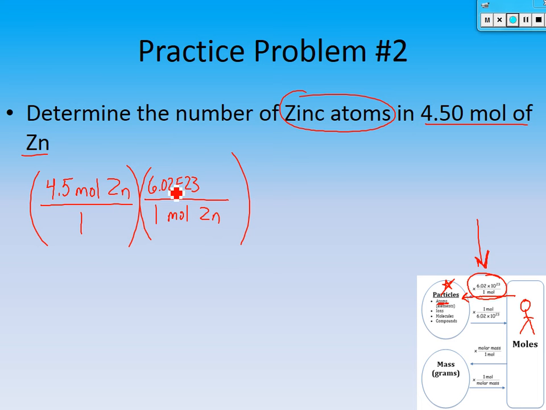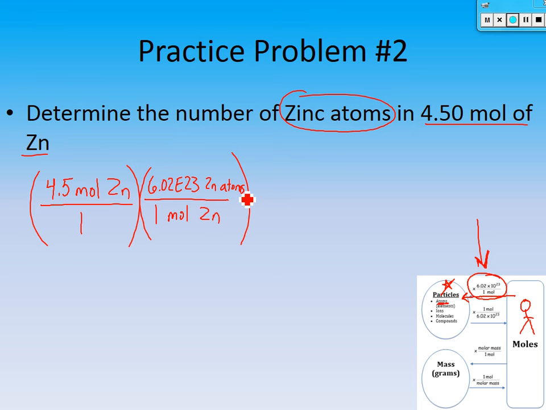Now, I didn't include on the roadmap what you have Avogadro's number of, and that's because every problem is a little different. But we're trying to convert to zinc atoms. So we've got Avogadro's number of zinc atoms. Okay, so that goes there. Always remember to fill in your units there.